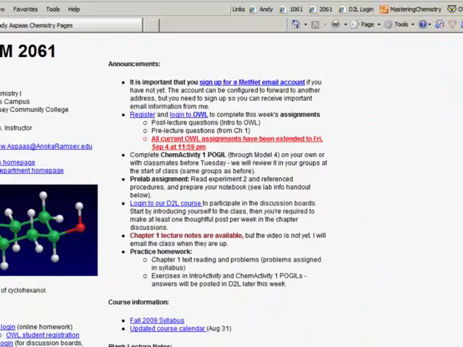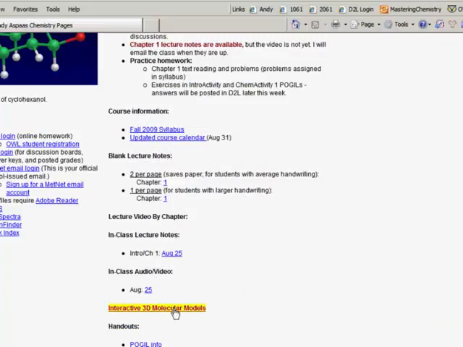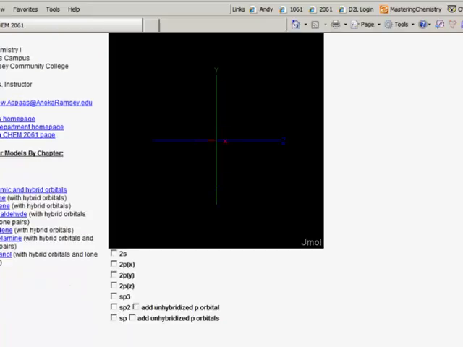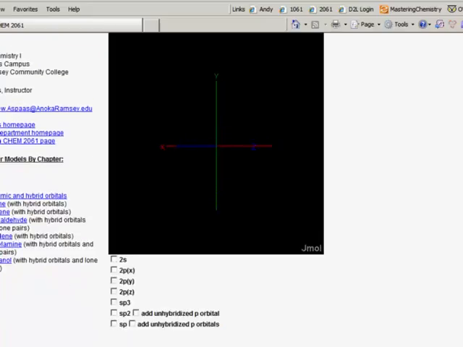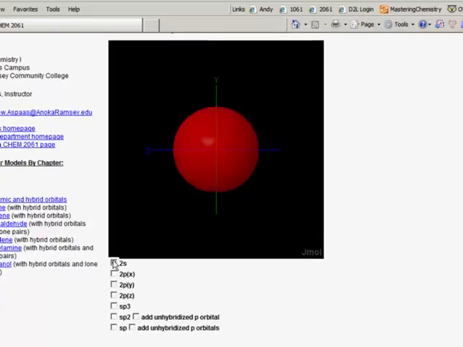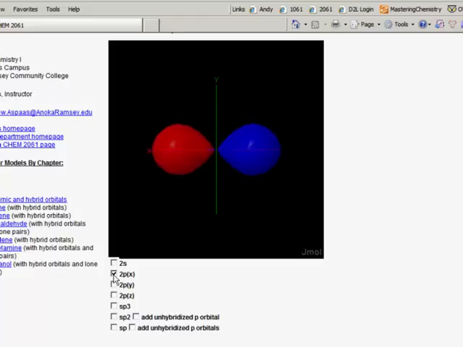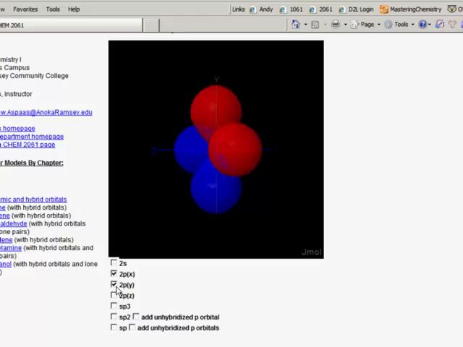So if we go to my 3D molecules, my very first model here, first of all, it's atomic orbitals. We'll get to hybrid orbitals in a minute. But 2s is just a sphere. Okay? That means there's 2 electrons that can exist within that sphere. And then here's 2px. 2 lobes along the x-axis. 2py. 2 lobes along the y-axis. And 2pz. 2 lobes along the z-axis.